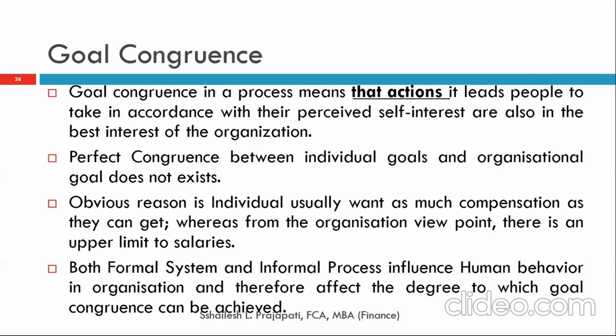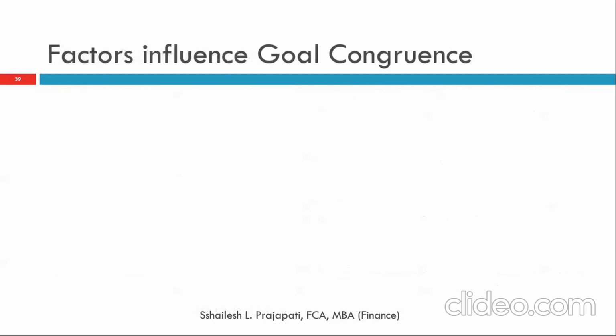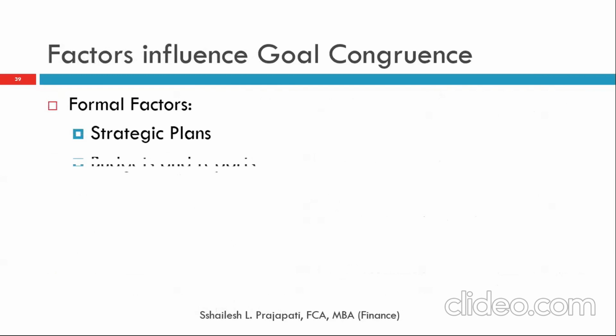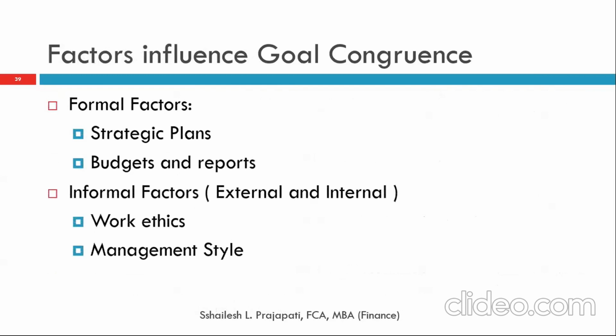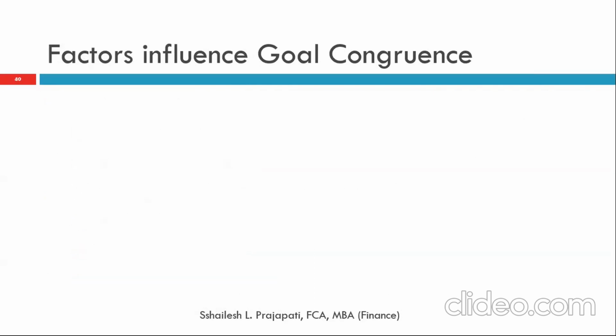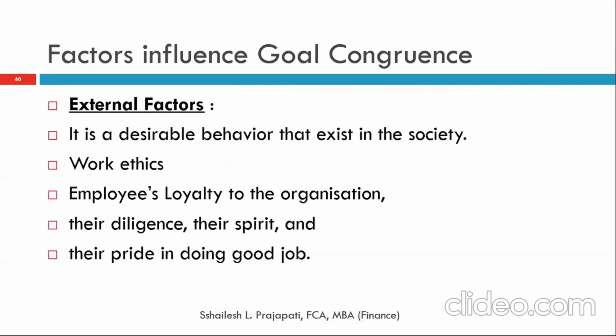Both the formal system and the informal system affect this goal congruence. Now we are going through some factors influencing goal congruence. It is divided into two parts, formal as well as informal. The formal factors are strategic plans, budgets and reports, because managers have to adhere to these formal factors while they are working in the organization. Then we have informal factors, where work ethics come into the picture, the management style and the culture of the organization. Similarly, we have external factors as well as internal factors.